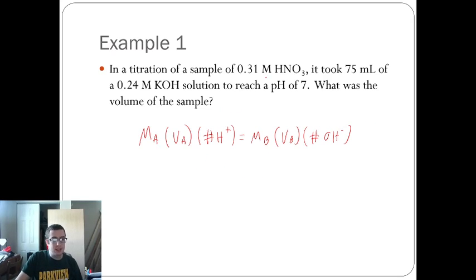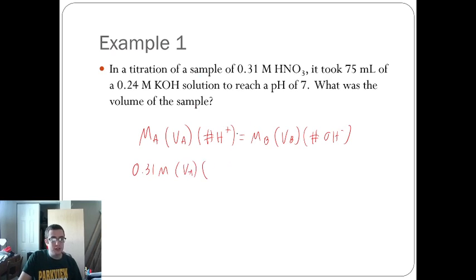So for the acid, I know that's 0.31 molar, so I can go ahead and put 0.31 molar in there, times the volume of the acid. So I don't know what that is. Be careful, it's not the 75, because that's attached to the 75 milliliters of my potassium hydroxide. Also, we were looking for the volume of the sample that we had, so it makes sense that we don't know our volume yet.